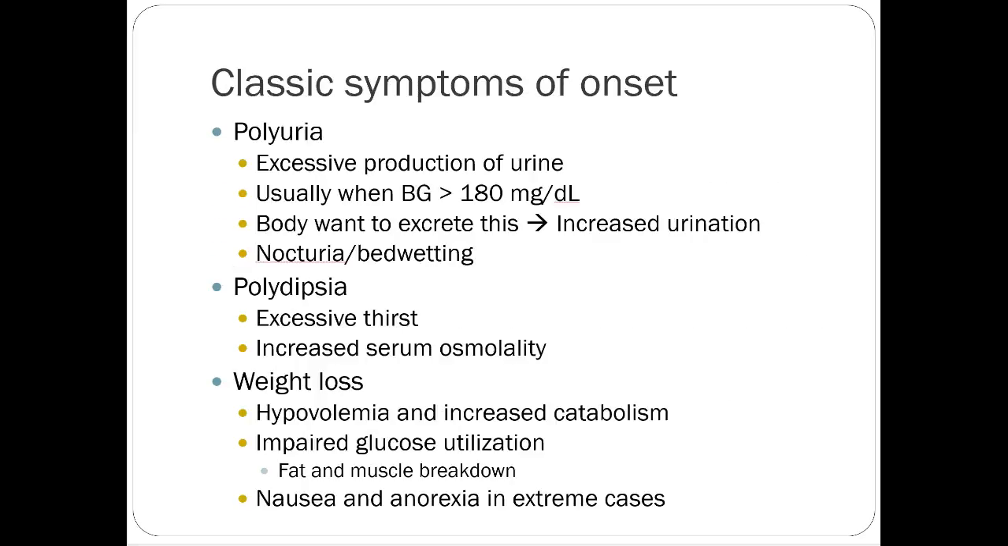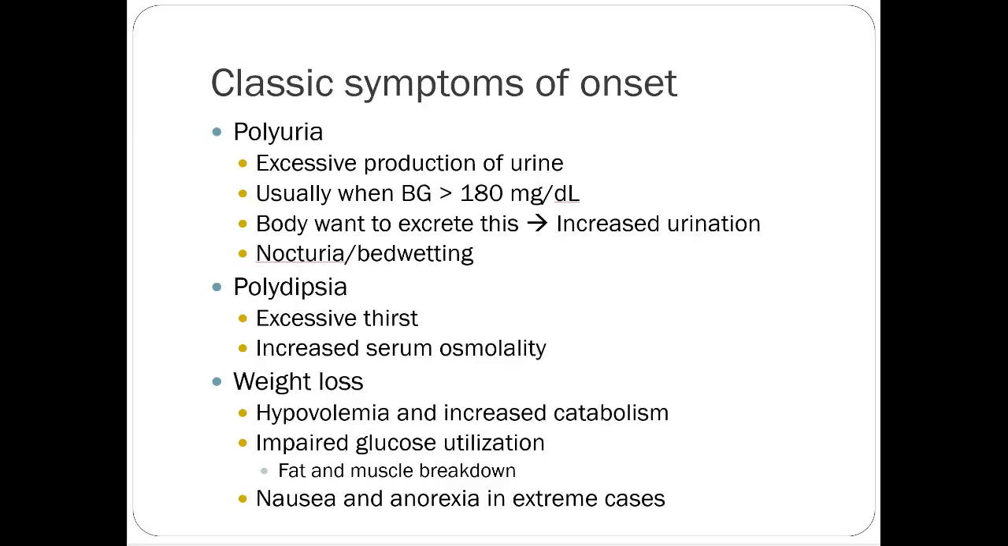All right, so diabetes symptoms are pretty much the same across the board. Doesn't matter if you have type 1 or type 2. The symptoms of hyperglycemia are going to be very similar. So polyuria, so excessive production of urine. Usually people will see this when their blood glucose gets above 180.